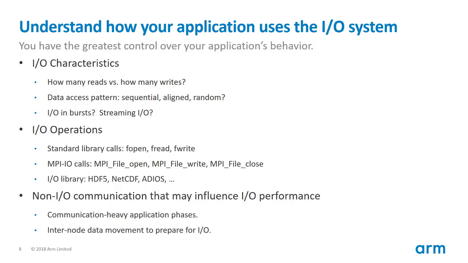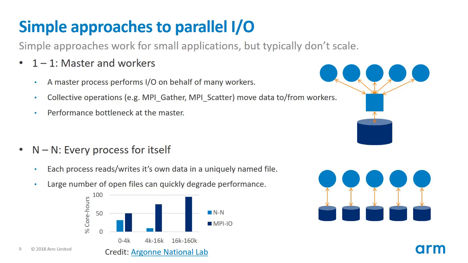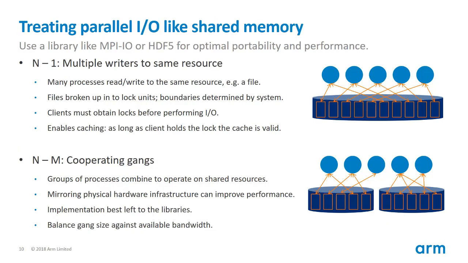So let's have a look at some possible I/O schemes you might encounter or implement. A more sophisticated way to approach the problem is to treat parallel I/O like shared memory and use a library, something like MPI-IO or HDF5. These libraries have knowledge of the underlying I/O system and can implement more advanced I/O schemes, like the N-to-1 scheme, where input and output files are operated on concurrently by many processes. The scalability of this approach depends on your I/O system and the access pattern of your application.